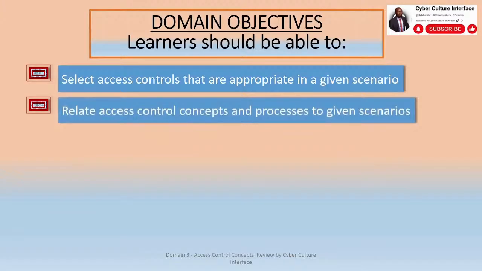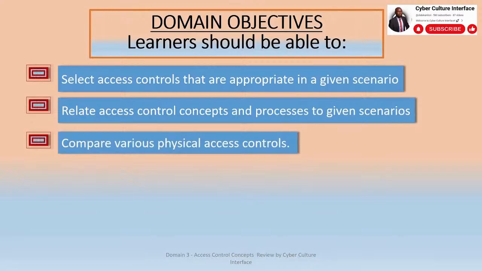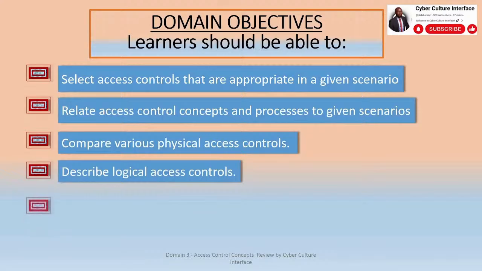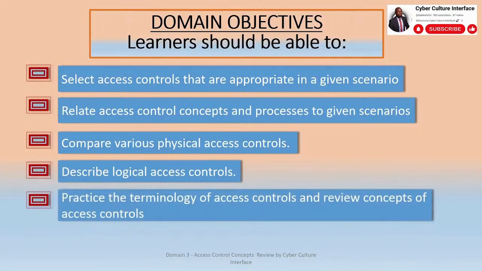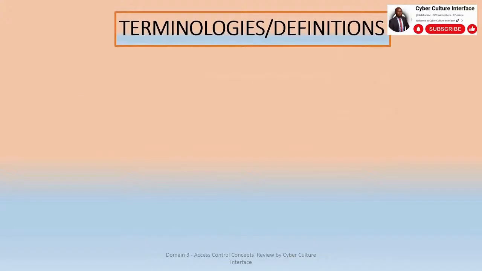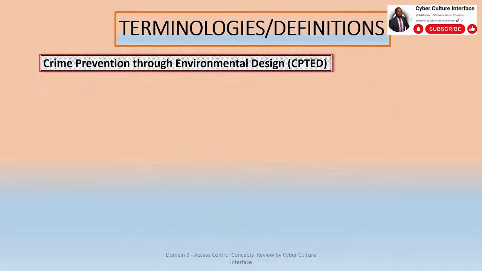Then you should be able to relate access control concepts and processes to given scenarios. You should be able to compare various physical access controls, and you should be able to describe logical access control. And also, you should be able to practice the terminology of access control and review concepts of access control. So these are basic objectives that everybody attempting the exam should understand after going through this domain 3.